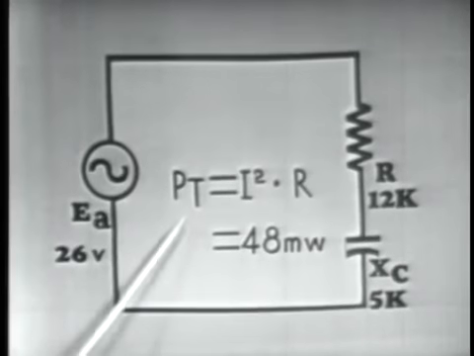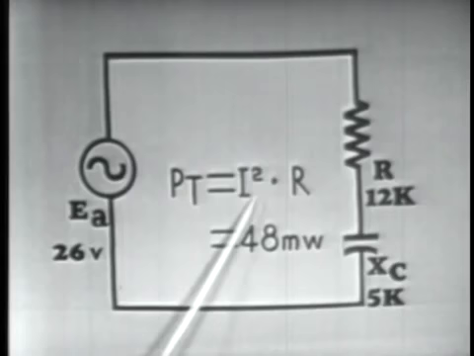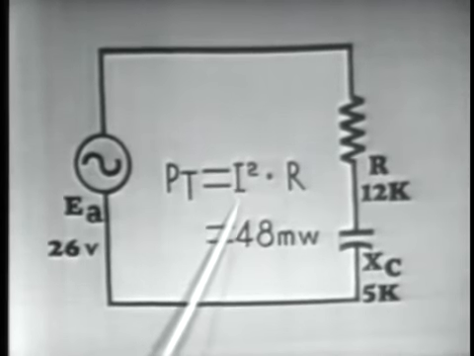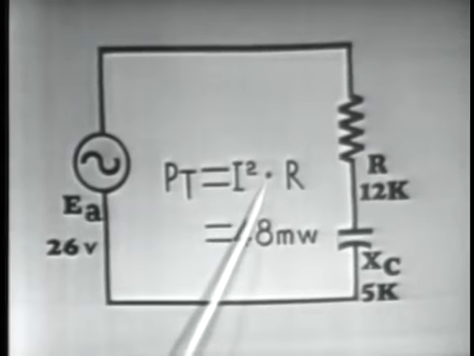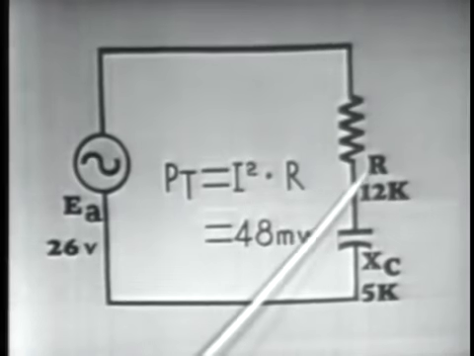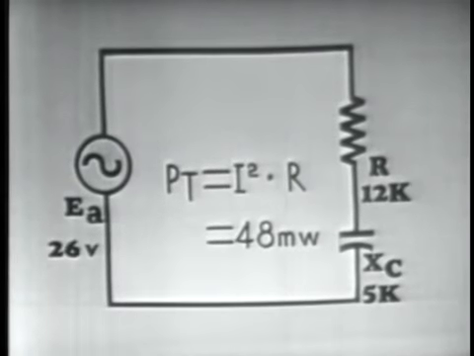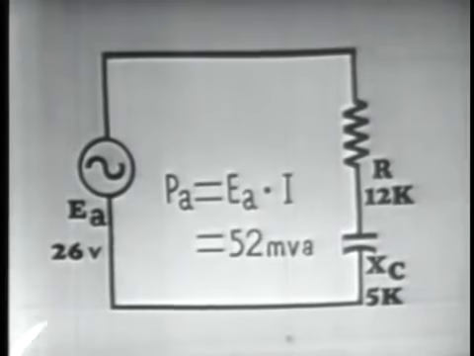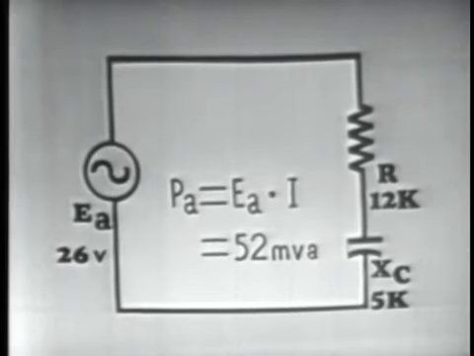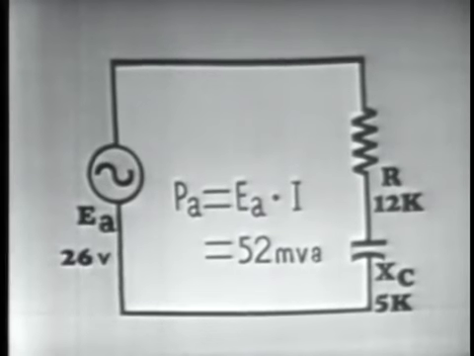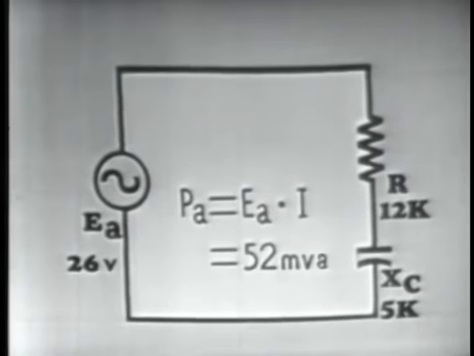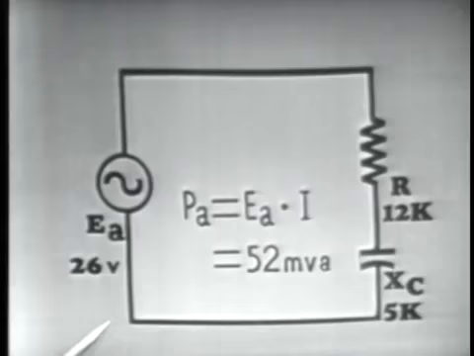With this, then, we can solve for true power dissipated in our circuit, substituting into our formula using one of our familiar power formulas. Power is equal to I squared R. 2 milliamperes squared times 12 k ohms would be equal to 48 milliwatts of power dissipated by resistor R. However, the apparent power is equal to the 2 milliamperes times the 26 volts, which would be equal to 52 millivolt amperes. Well, now that we have determined the true power and apparent power, the next thing we could do is determine the power factor of this circuit.